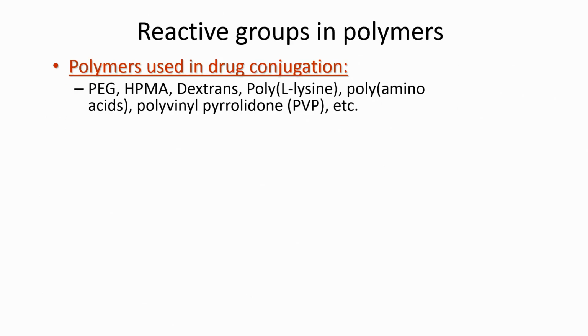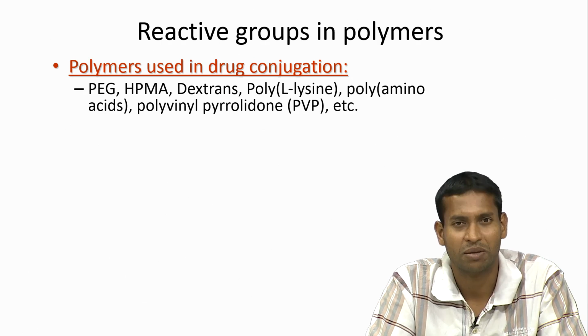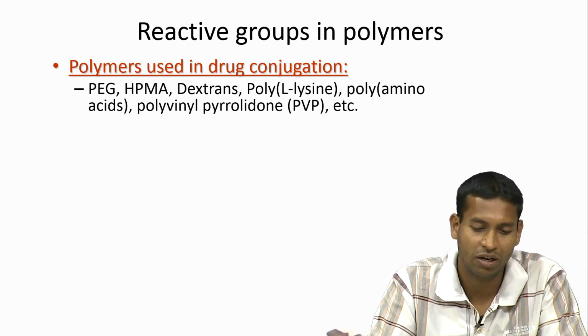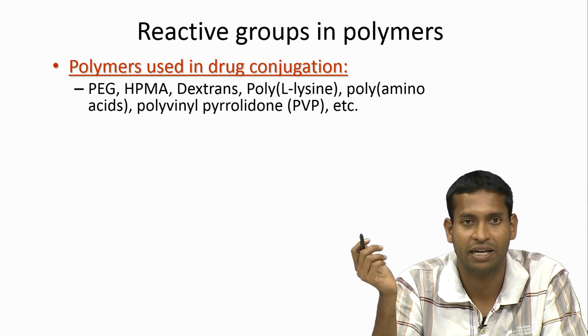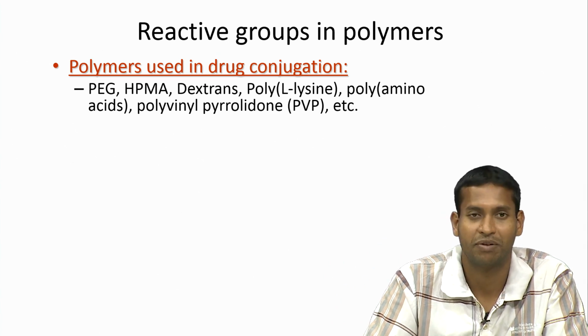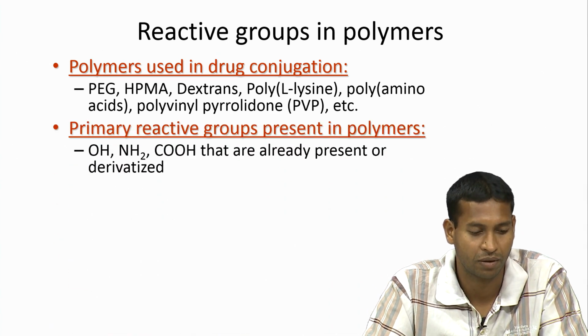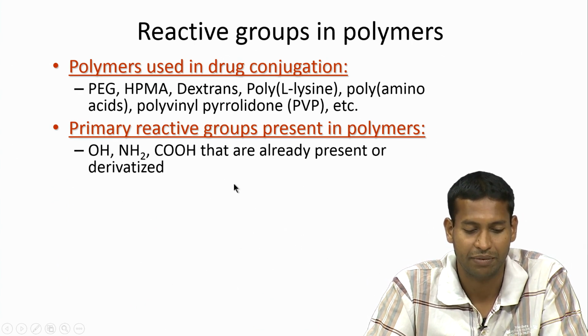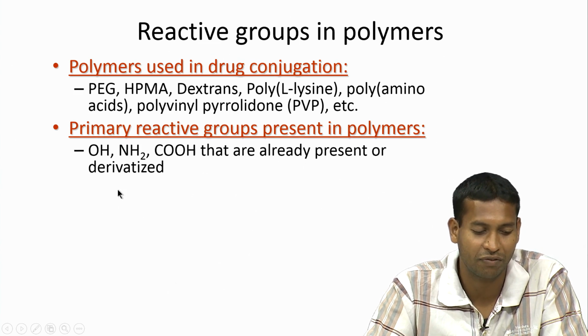Reactive groups in the polymers, of course, we are designing the polymers, we are choosing the polymers. There is a whole lot of library to choose from. All these polymers that we have, they have different functional groups, and you can derivatize them further if need be. The primary reactive groups are again the same, the hydroxyls, the amines, the carboxyls. Unless they are already present, you can further derivatize them.